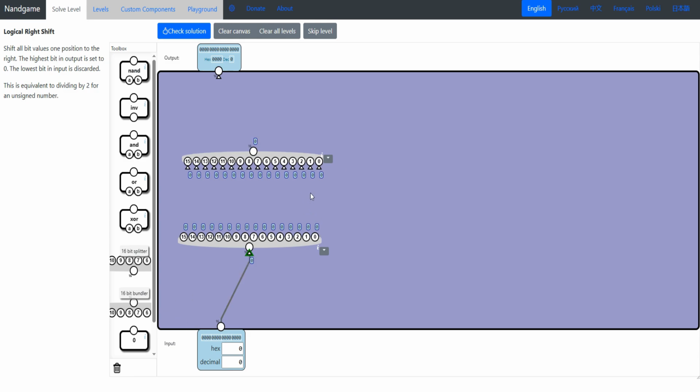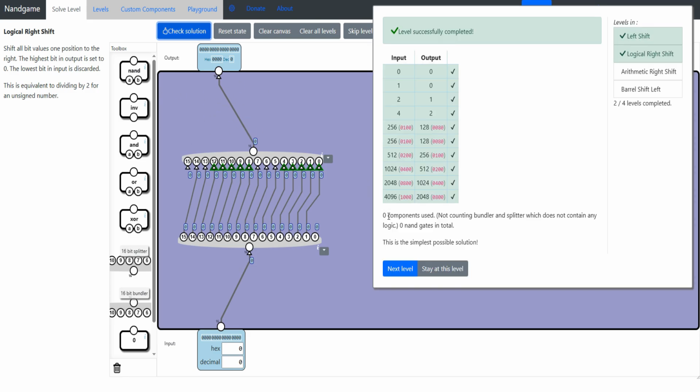Instead of shifting everything to the left, we're going to shift everything to the right. So 15 goes to 14, 14 goes to 13, and we just continue that all the way down the line. And you can see again, the highest bit on the output, that's 15 here, is set to 0. Nothing is connected to it. And the lowest bit input is just discarded. We're not hooking up to anything. Of course, we got to connect it to the output. And this is just the opposite of what we did with left shift. Again, no components used, and this is the simplest possible solution.